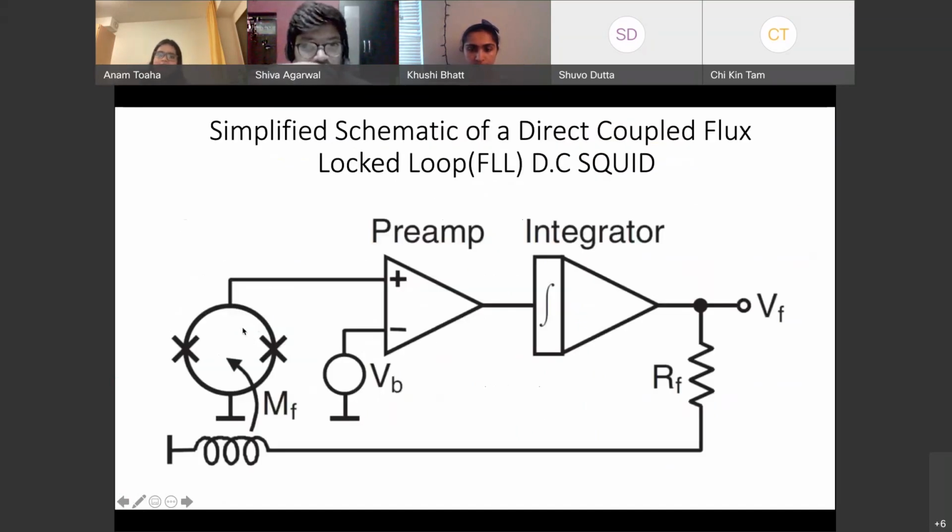Here I have shown the simplified schematic of a direct coupled flux locked loop, that is FLL, of a DC SQUID. So what is FLL? As I explained in my previous slide, the phi-B curve of the SQUID is periodic in nature. So in order to linearize the V-phi characteristics, we need FLL mode. In FLL mode, the voltage output is first amplified, then integrated, then fed back through a resistor RF and a feedback coil, which is magnetically coupled to the SQUID. In this way, the flux inside the SQUID remains constant, and the voltage output depends linearly on the flux of the SQUID.